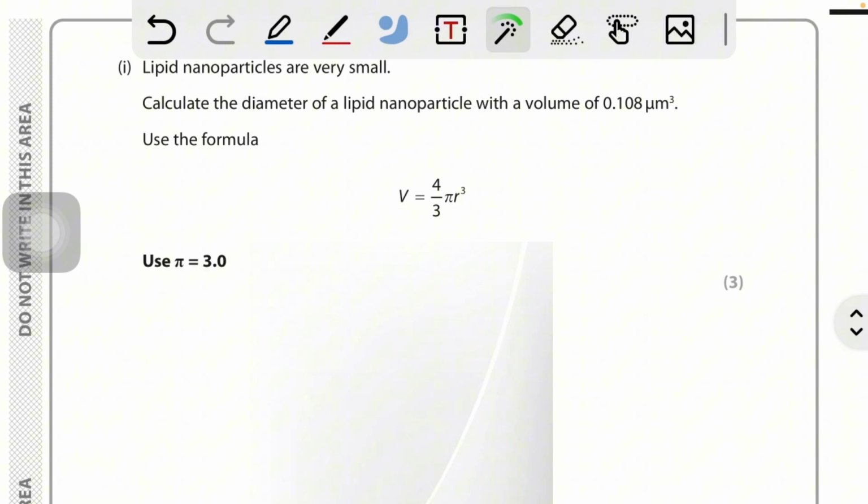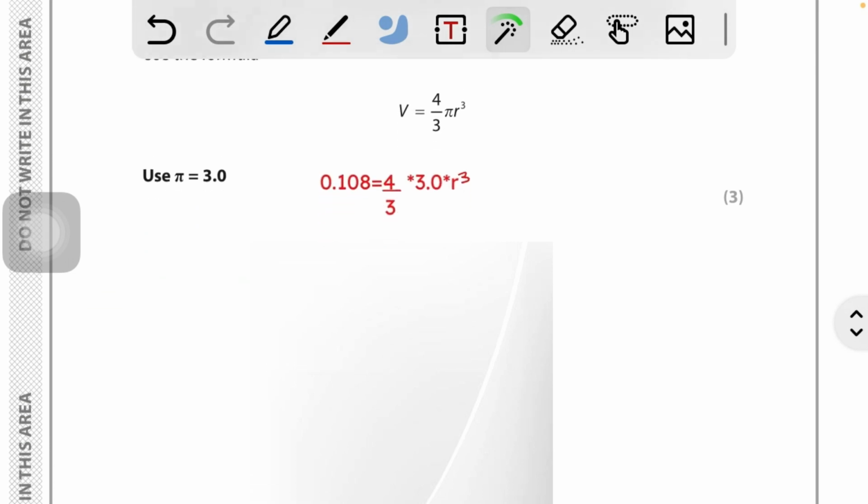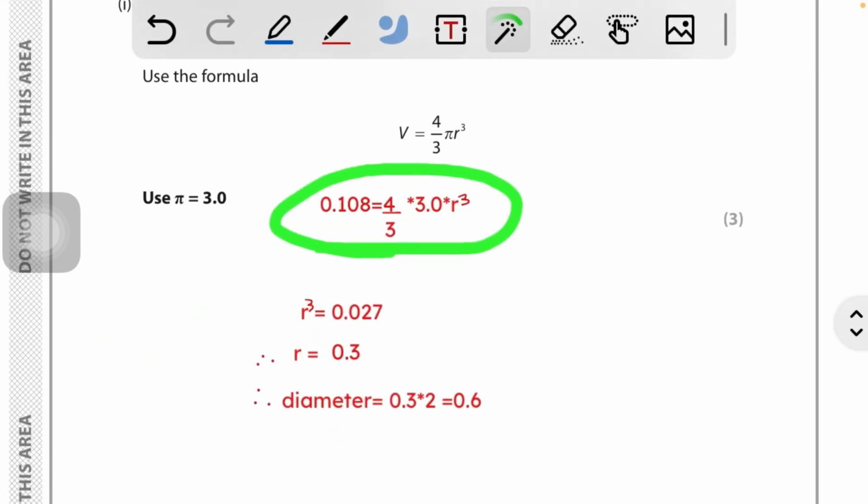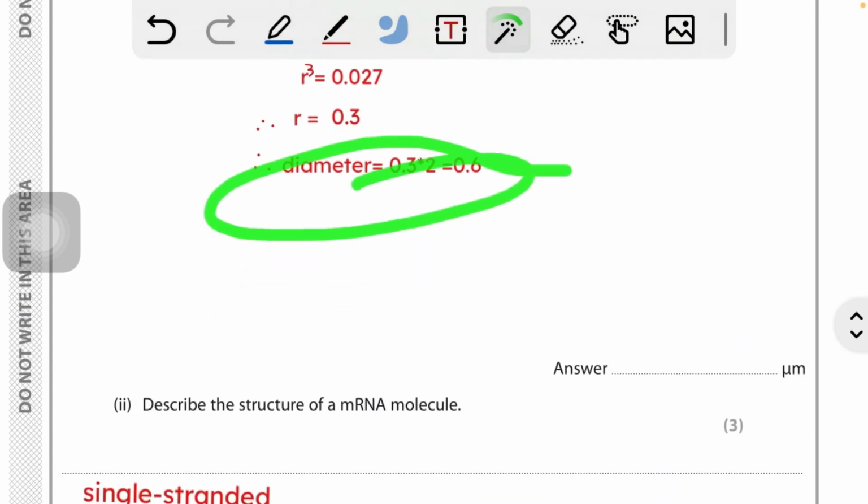Lipid nanoparticles are very small. Calculate the diameter of a lipid nanoparticle with a volume of 0.108. Use the formula V equals 4/3 pi r cubed. Here use the value of pi as 3. So if we find the radius, we can multiply it by 2 to find the diameter. Basic math. So just put all the values like this and then calculate the diameter. That's the answer.